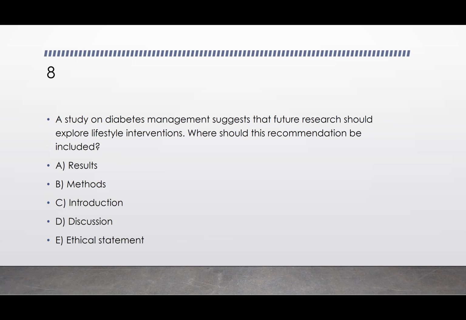A study on diabetes management suggests that future research should explore lifestyle intervention. Where should this recommendation be included? A is results, B is method, C is introduction, D is discussion, E is ethical statement. Yes, it's D, discussion.